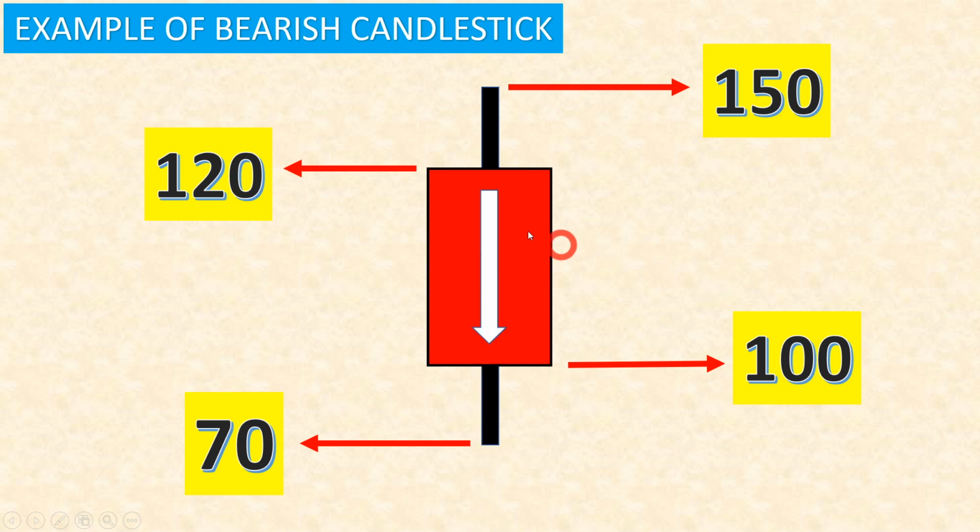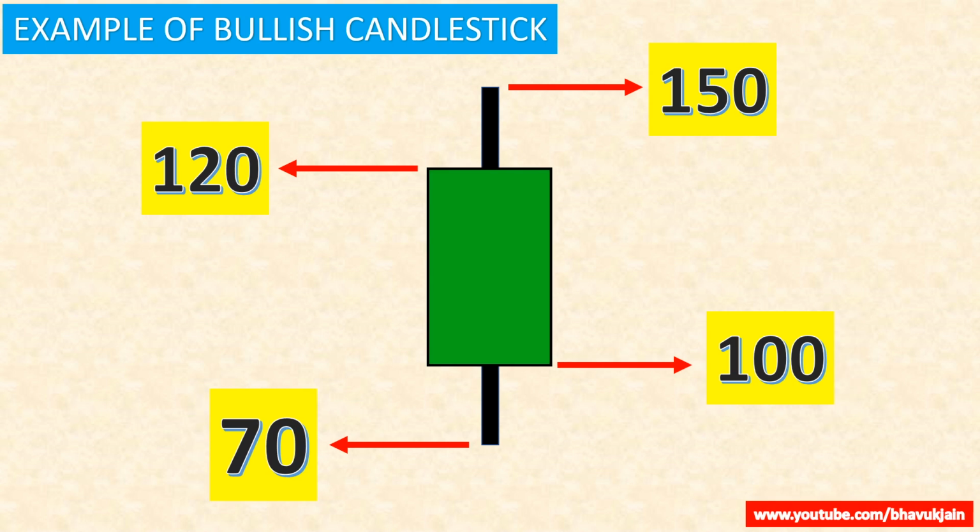It shows us that the price moved from 120 to 100 during the day. It also went up as high as 150 and as low as 70. It shows us that during the trading session, the bears were more powerful than the bulls. Okay, so just for your clarification, bulls are the people who move the price in an upward direction, and bears are the people who pull the price down in a downward direction.